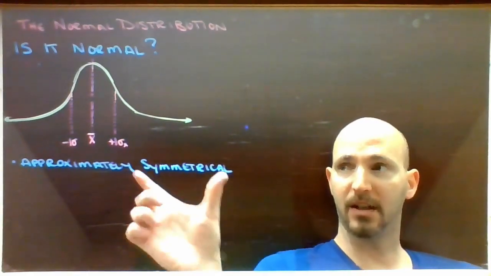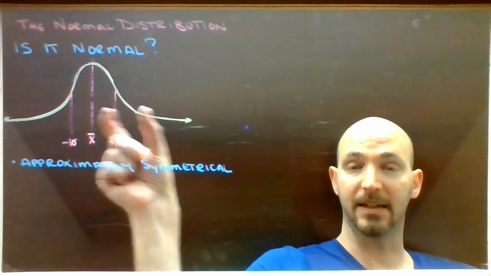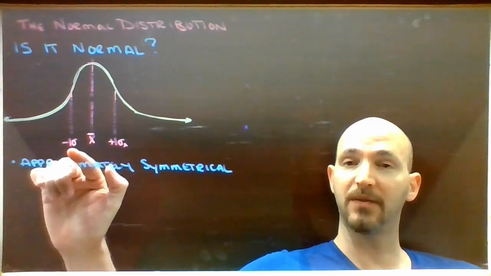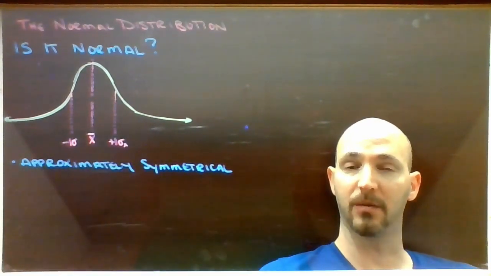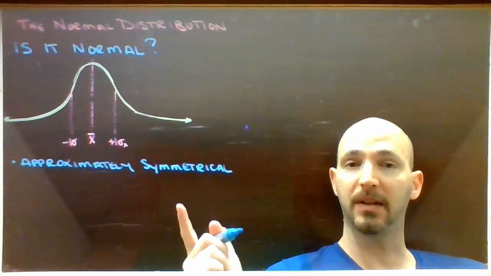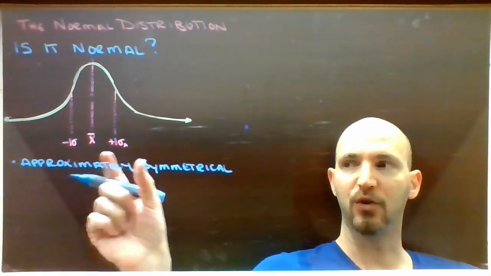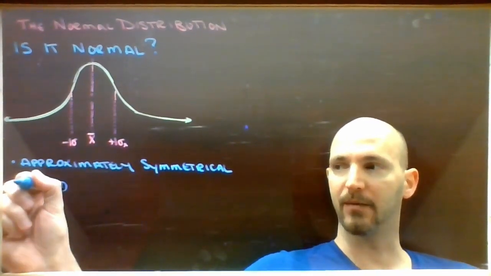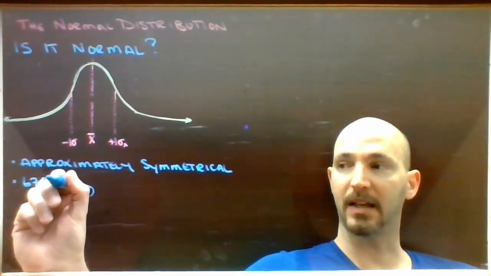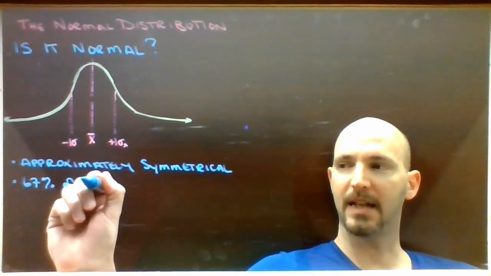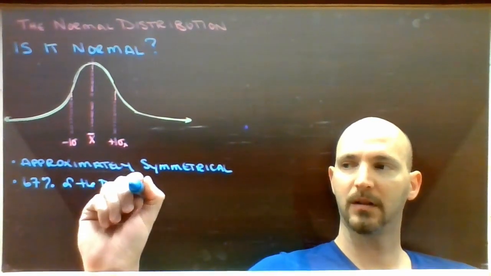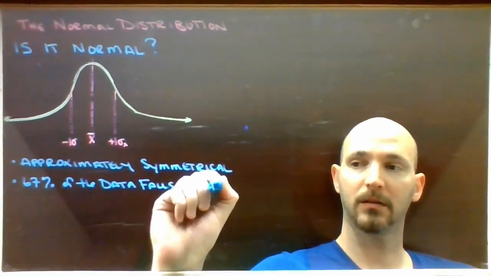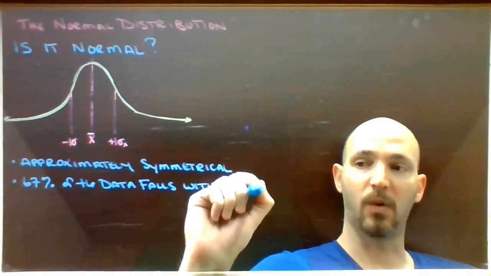The second thing you have to consider is how tightly squeezed this data is around the center. So within these two markings, one standard deviation below the average and one standard deviation above, if it is a normally distributed data set, then you should have 2/3 of the data points falling within that range. Let me jot that down for you. 67%, that's 2/3 of the data, falls within plus or minus one standard deviation.